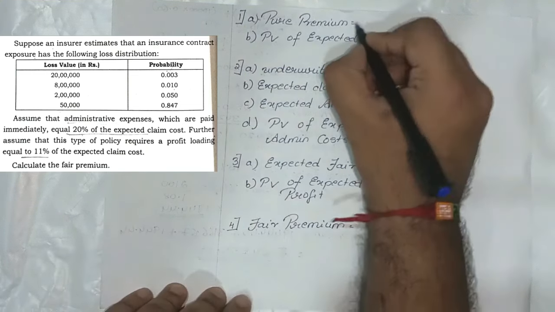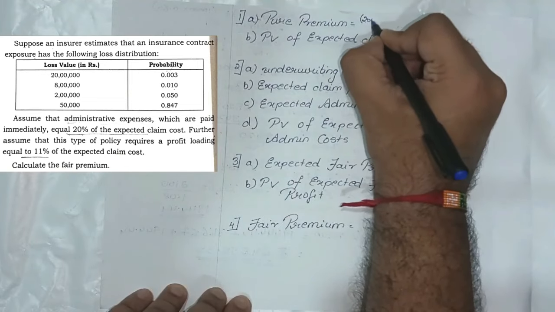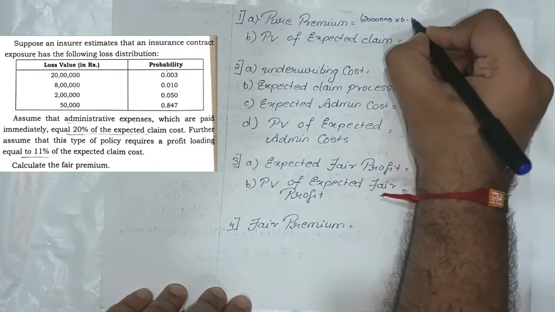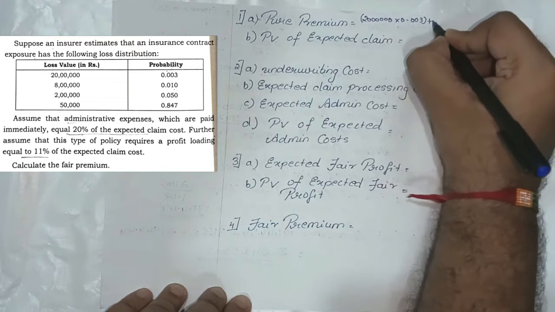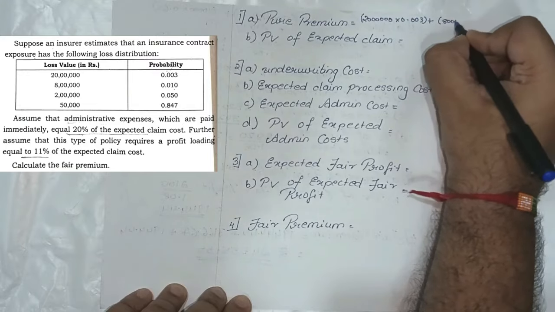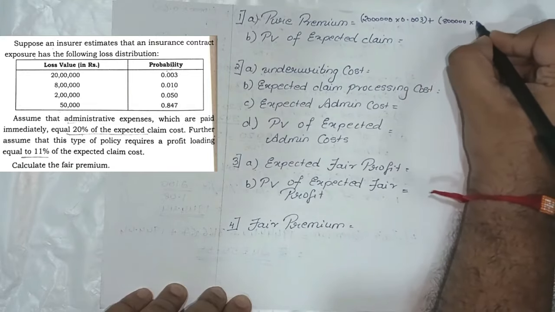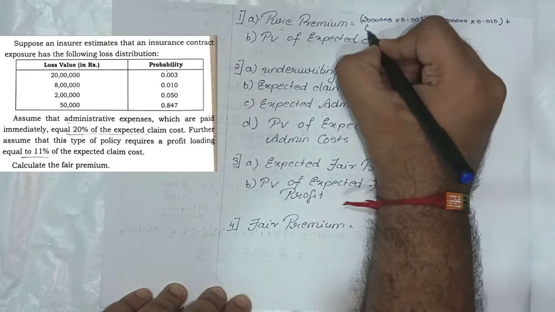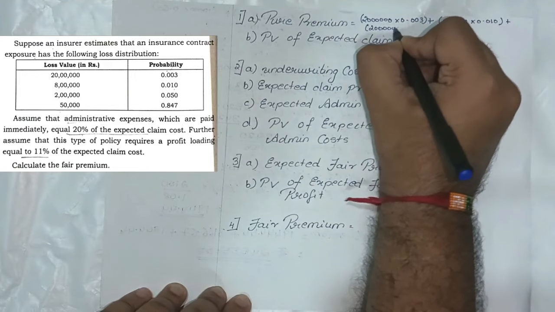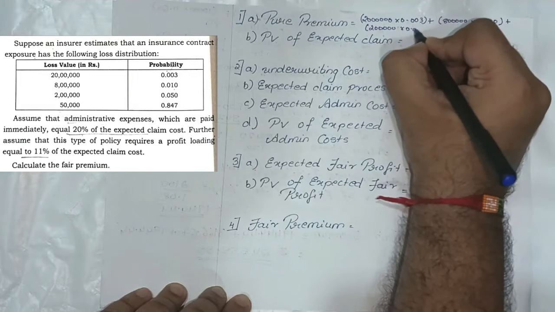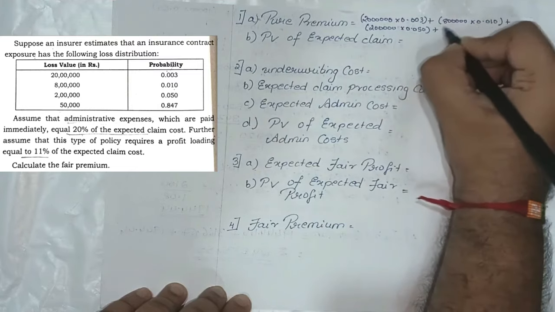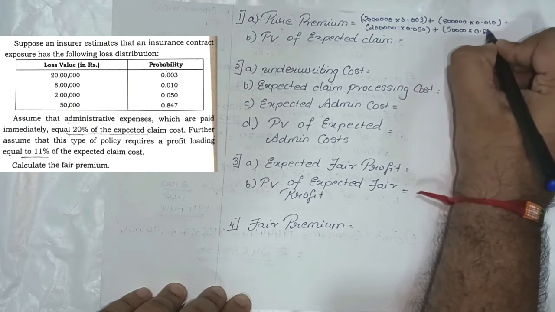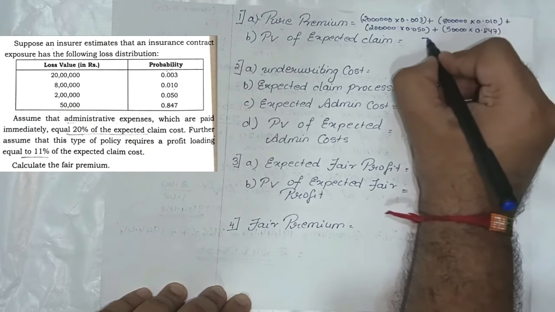A lot of values are there, so we'll have to take the summation of all. The first one is 20 lakhs into 0.003, plus 8 lakhs into 0.010, plus 2 lakhs into 0.050, plus 50,000 into 0.847. So here 4 values are given.